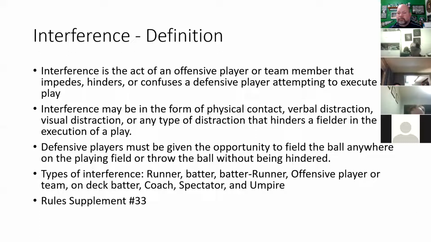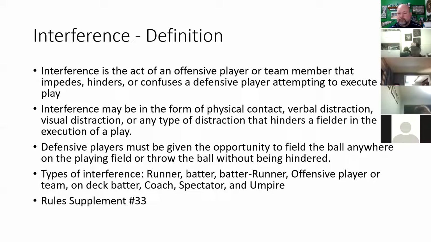Spectator interference occurs when the spectator enters the field of play and interferes with the play. Effect: the batter and runner should be placed in the bases they would have reached had the spectator interference not occurred. The field belongs to the fielder and the stands belong to the spectator.